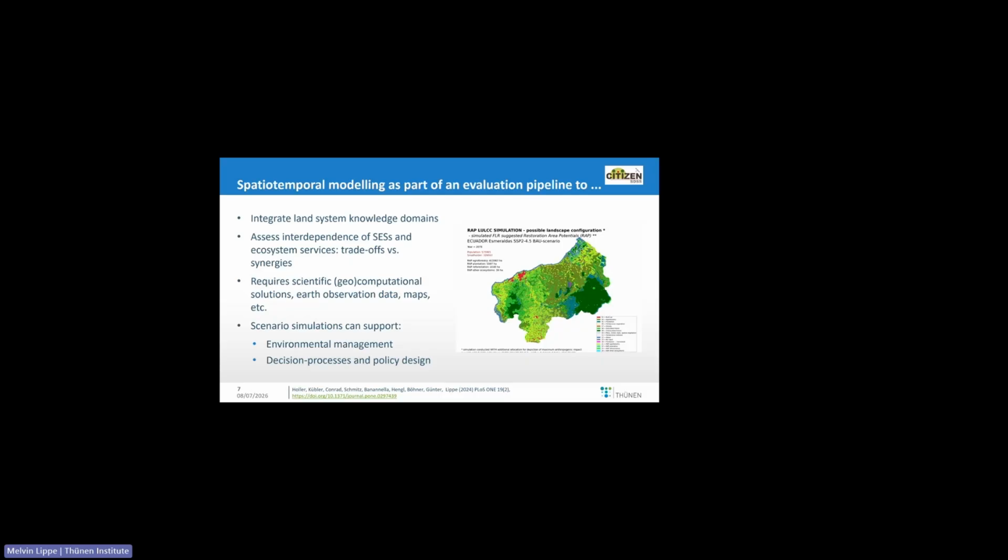And with these models, we can assess interdependencies and trade-offs, and also, of course, synergies in such a complex landscape situation. You can imagine, if you look on the right side of the presentation, that this is not something which can be done easily. Although maybe now with the emerging era of AI, maybe there will be solutions sooner or later. But at the moment, we still require quite some scientific geocomputational solutions and knowledge. You need to understand also Earth observation data, and that's also part of the invitation of today, and maps. Once you have established this modeling tool, you can then run different types of simulations and scenarios which can support environmental management today and also, for example, for future decision processes or policy design.